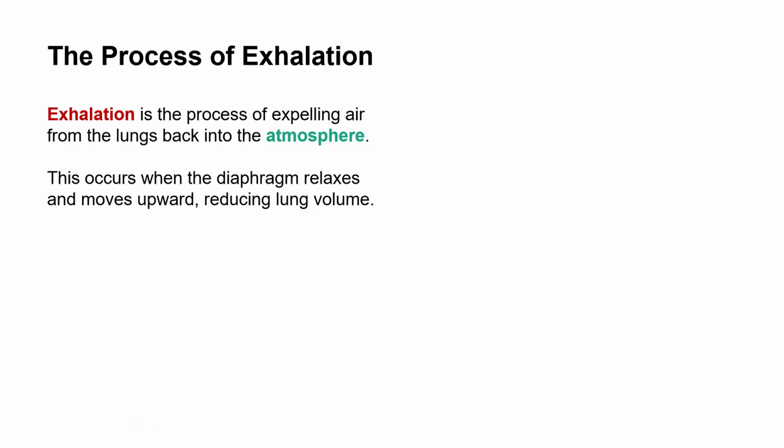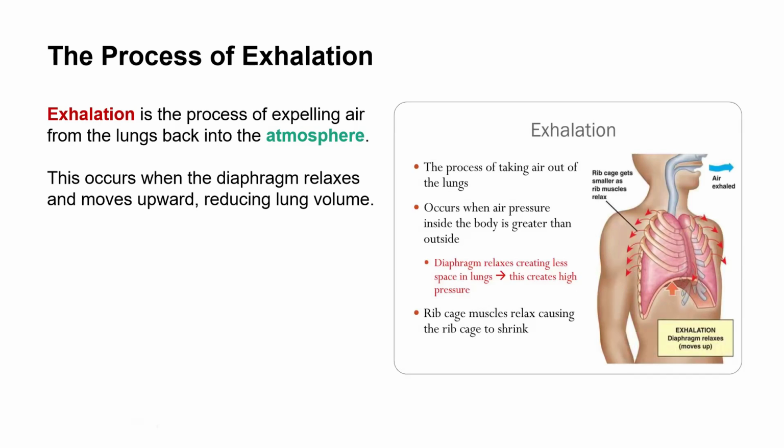In the case of exhalation, the diaphragm relaxes and moves upward, reducing lung volume. Usually during this relaxation and upward movement of the diaphragm, the volume of the lungs reduces. So this is the exhalation. As we can see, the process of taking air out of the lungs, that is exhalation, occurs where air pressure inside the body is greater than the outside.